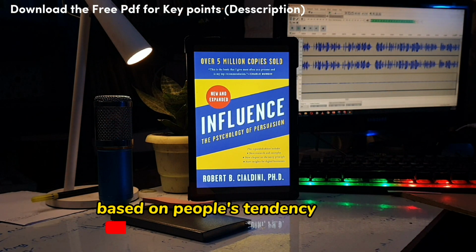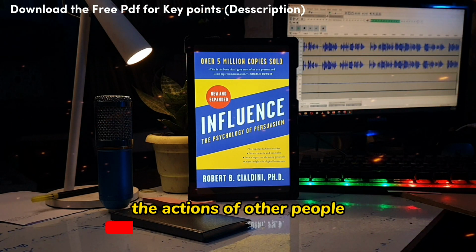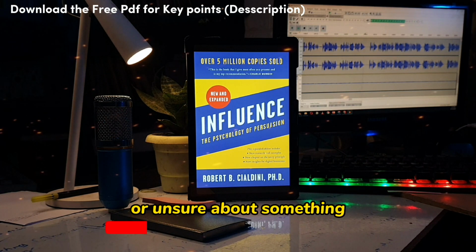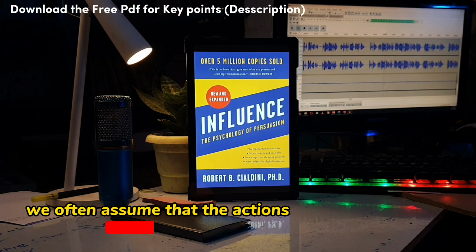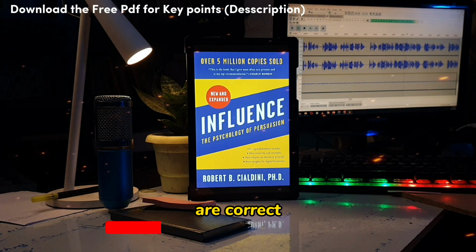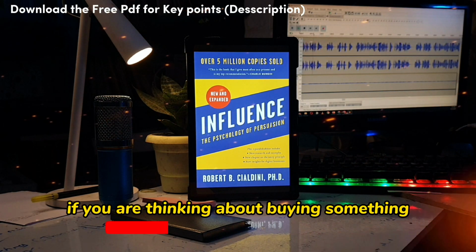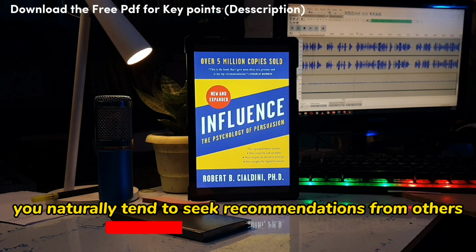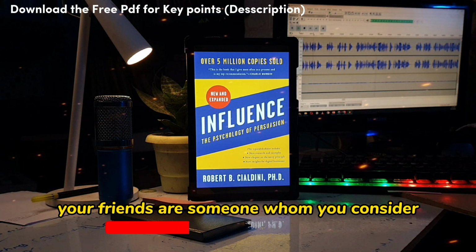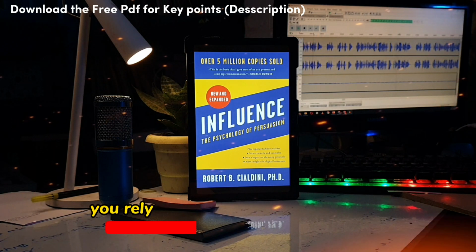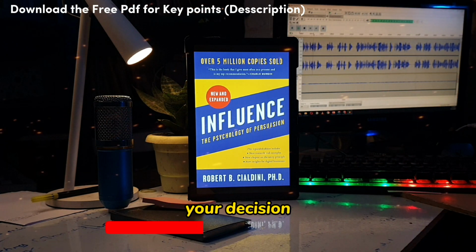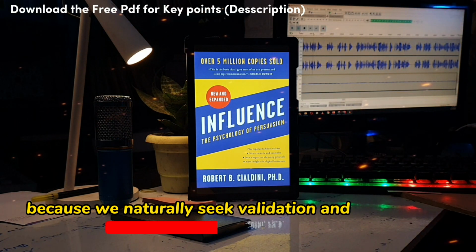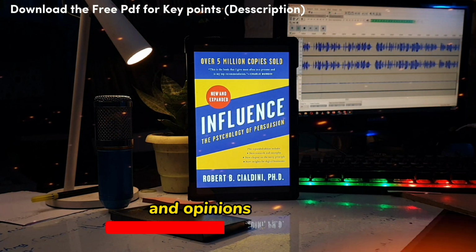Based on people's tendency to copy the actions of other people, this principle of influence states that when we are uncertain or unsure about something, we often assume that the actions or choices of others are correct. If you are thinking about buying something and are unsure about it, you naturally tend to seek recommendations from others, your friends or someone whom you consider an expert in that field. You rely on their experiences to make your decision. This psychological phenomenon occurs because we naturally seek validation and reassurance from the behavior and opinions of others.